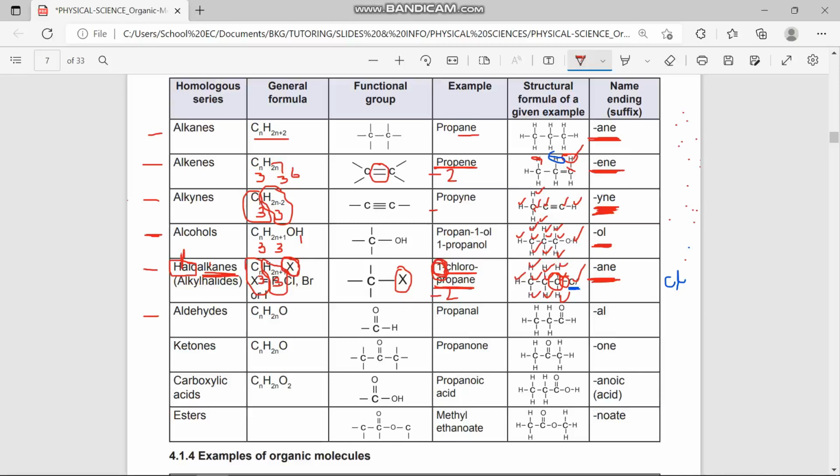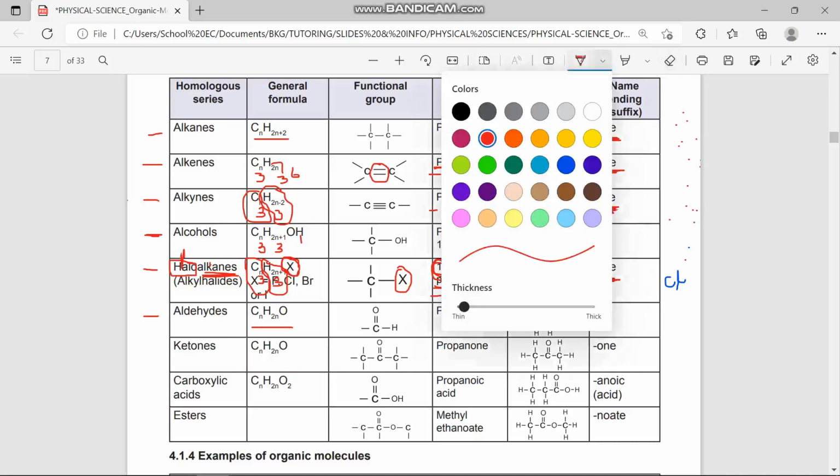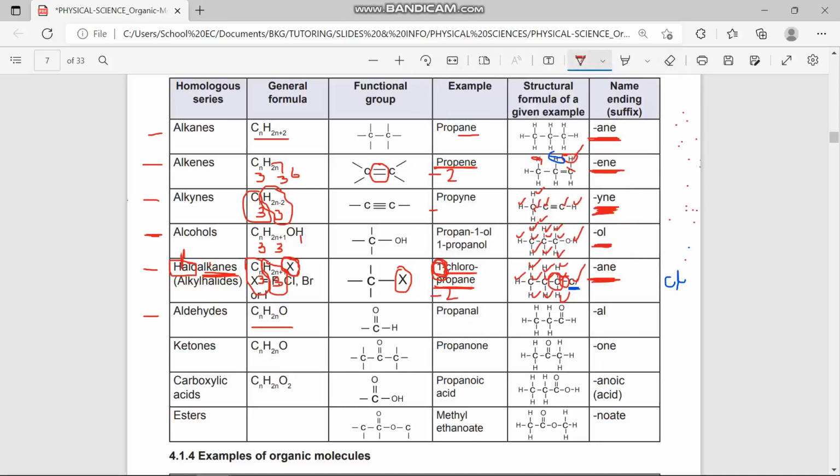I don't know when to explain this to you. No, let me not explain now, because what I was thinking about is that the general formula of aldehydes is the same as the general formula of ketones. But we are going to get to that later, when we are discussing ketones. I don't want to frustrate you guys. So CnH2nO is the general formula of aldehydes.